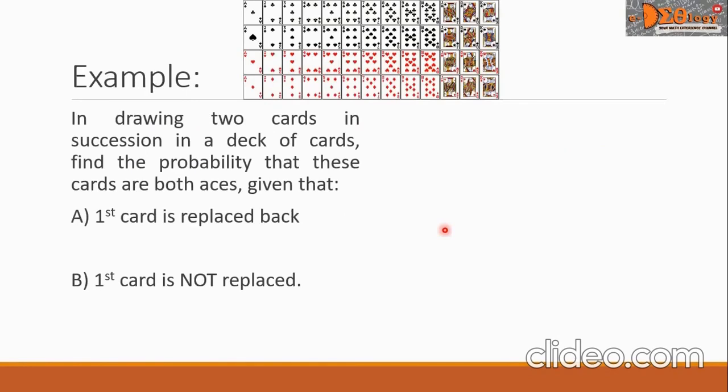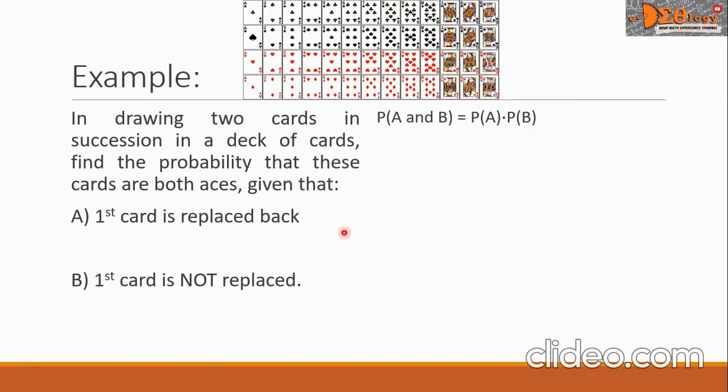Let us have an example. In drawing 2 cards in succession in a deck of cards, find the probability that these cards are both aces, given that, letter A, the first card is replaced back. Letter B, the first card is not replaced. First, let us write our formula here. The P of A and B equals P of A times P of B.